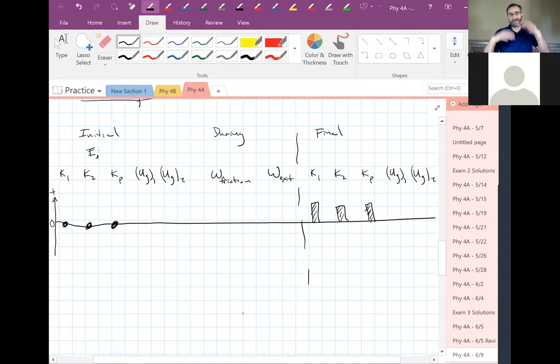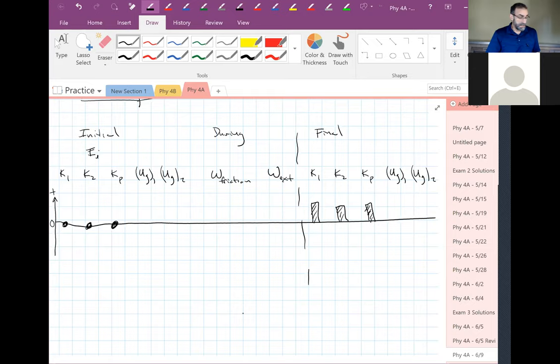I don't know which one has more until I know what the masses are. I know m1 and m2 are going to have the same speed, but I don't care. Right now, all I care about is that there's kinetic energy. And as a reminder to me, this equation helps me remember that they're positive.